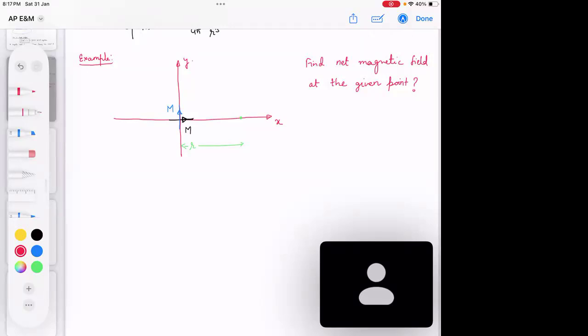Just calculate for both the dipoles, okay? So for that black dipole, what kind of point is that green point? The point is the axial point. And for the blue dipole, what kind of point is that? It is an equatorial point, right? So apply the formula of axial magnetic field and equatorial magnetic field, okay?